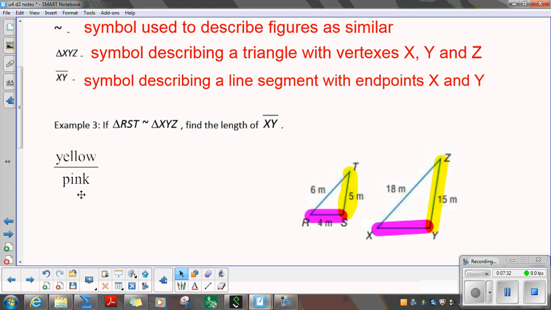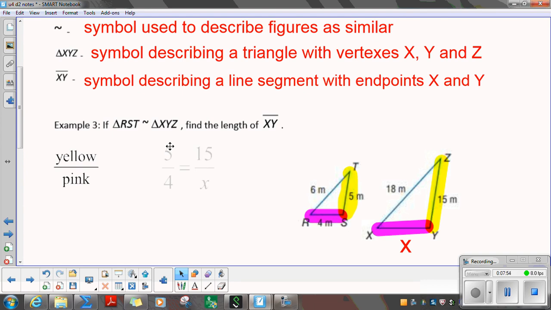So that's creating my ratio, yellow to pink. So I'm going to compare. I'm going to write my ratio as 5/4 and 15 over, we'll just use the variable x. Okay, so that's going to give me my proportion. Okay, now that I have that, I can use that to find my missing variable.